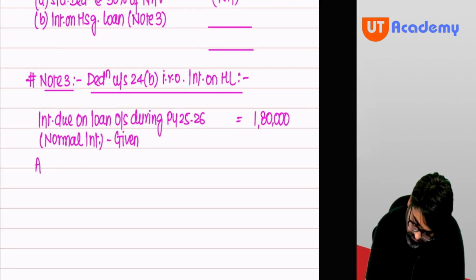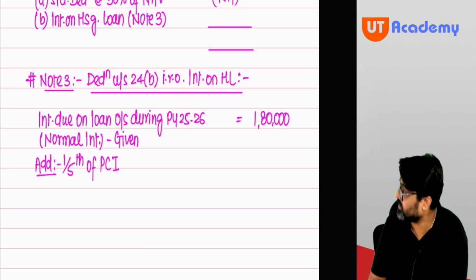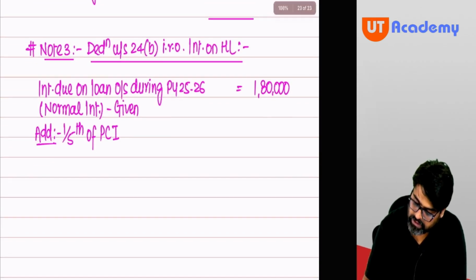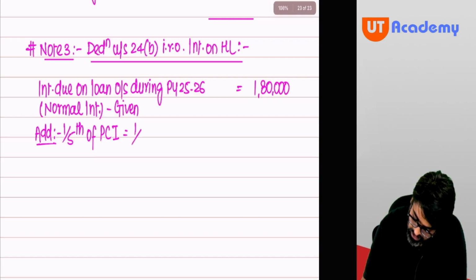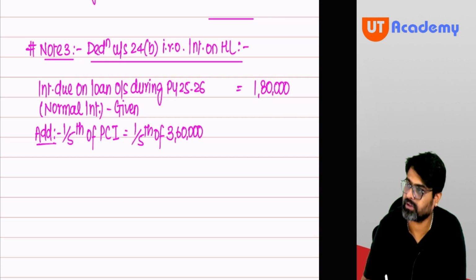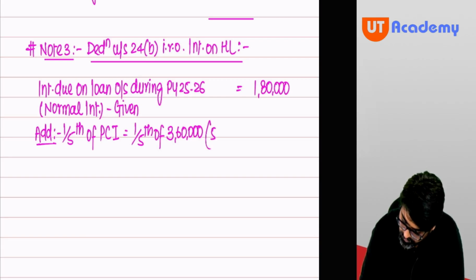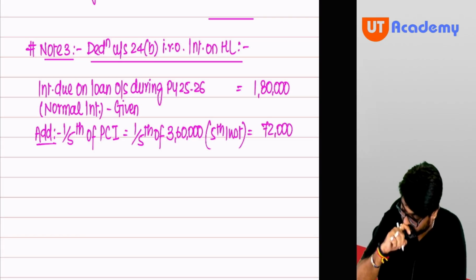Now I will add what? 1/5 of pre-construction interest. PCI means pre-construction interest. So I will take 1/5 of what amount? 3,60,000. And is this the first installment I am claiming, or the last installment I am claiming? So I will write fifth and final installment, and that is 72,000. Everyone understood?